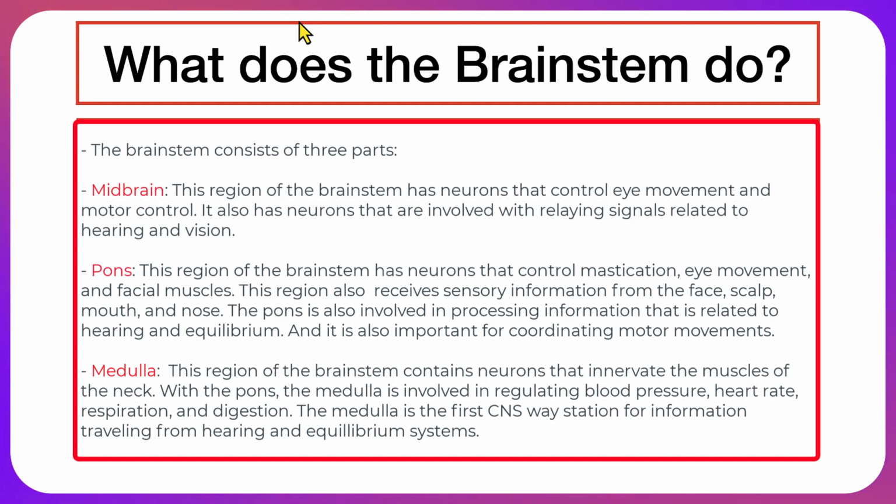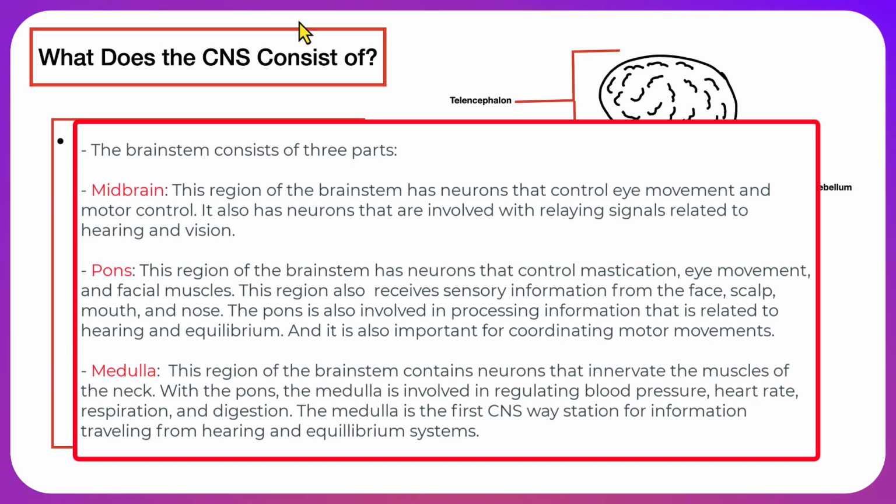The last part of the brainstem is going to be the medulla. It is going to contain neurons that innervate the muscles of the neck, and along with the pons, it is involved in controlling blood pressure, heart rate, respiration, and digestion. It is also the first central nervous system way station for information traveling from hearing and equilibrium. So those are the three main regions of the brainstem and their functions.